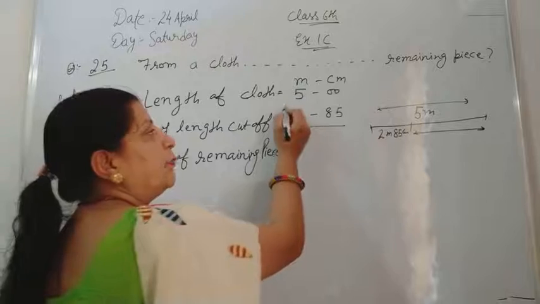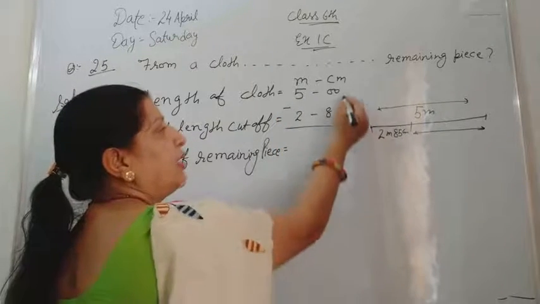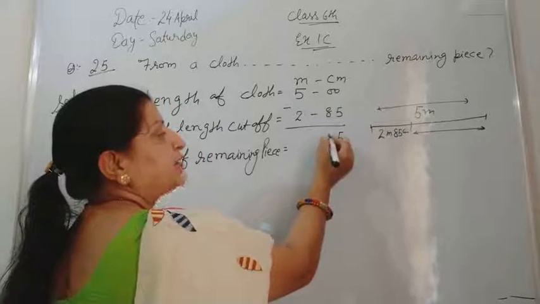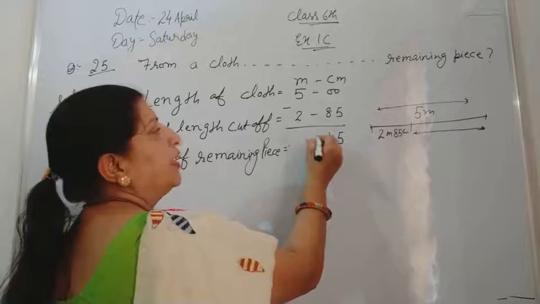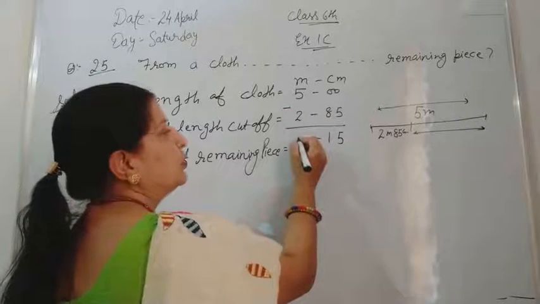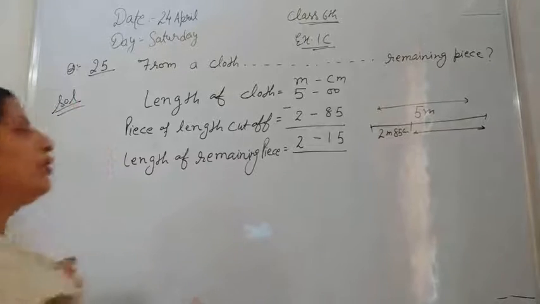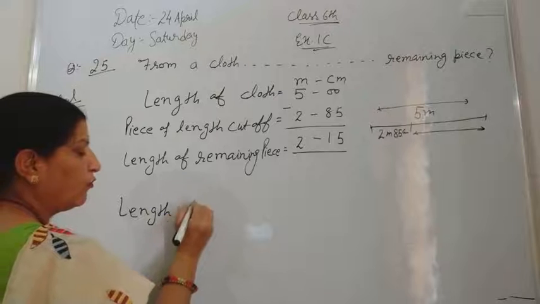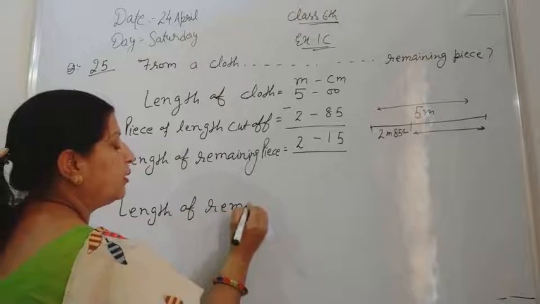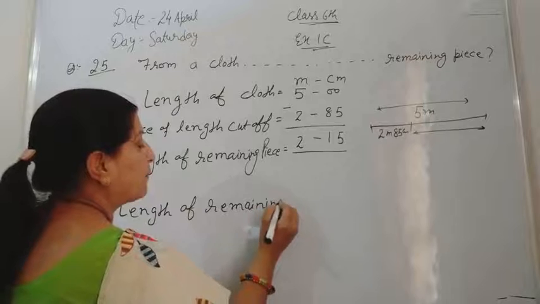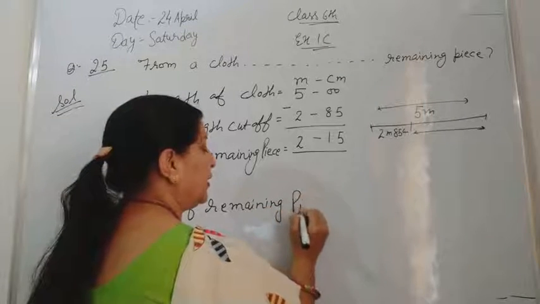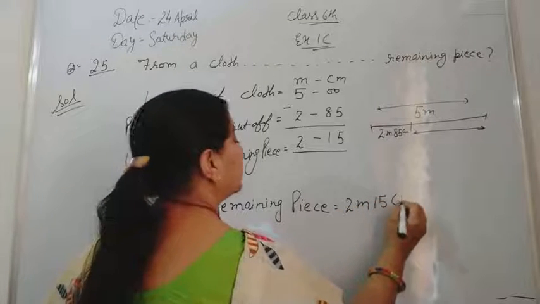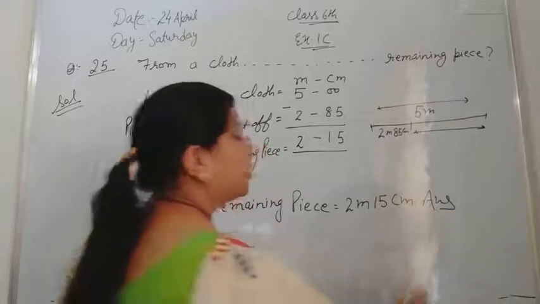We subtract the numbers. After subtracting we get 10 minus 5, that is 5. Now 9 minus 8 is equal to 1, and here is a 4. 4 minus 2 is equal to 2. So we write: length of the remaining part, remaining means बाकी, जो part आपका बाकी बचा गया है, remaining piece, that is equal to 2 meter 15 centimeter. This is your answer. Now clear this question.